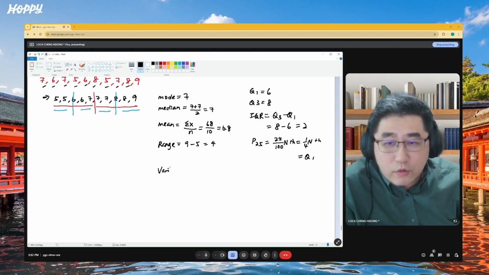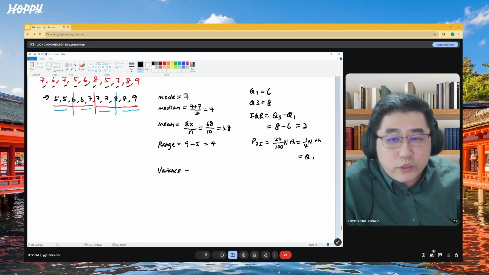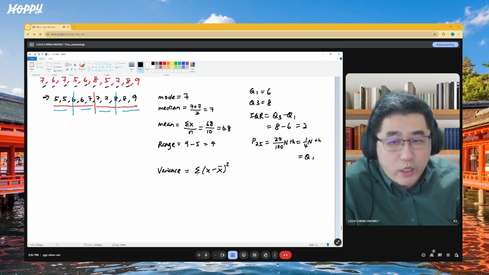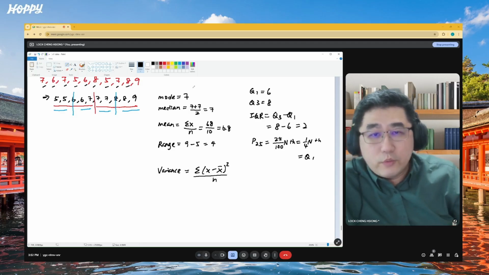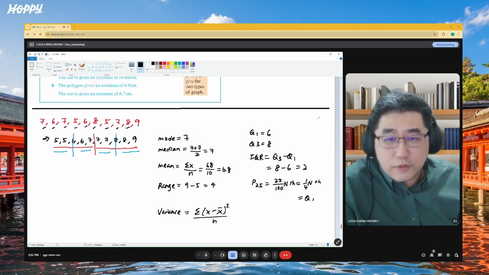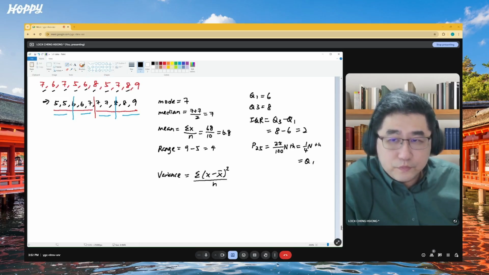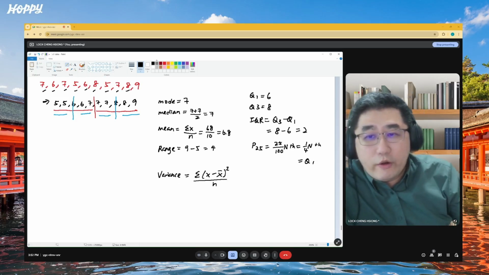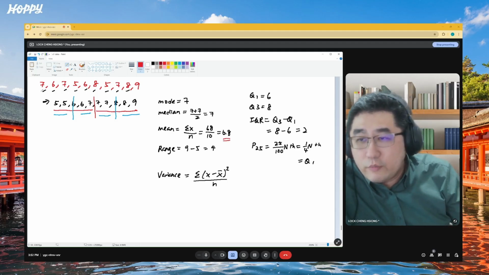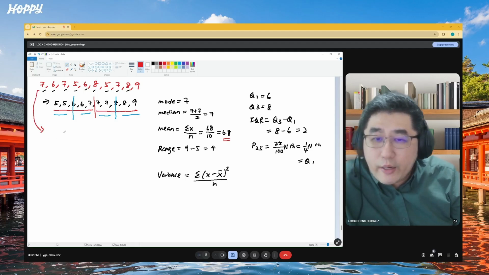After that, we will have the variance. The formal definition tells us that it is x minus x-bar, squared, over n. This is the formal definition. So what exactly is this? I already have my mean value to be 6.8. That means all the numbers here I can minus by 6.8.